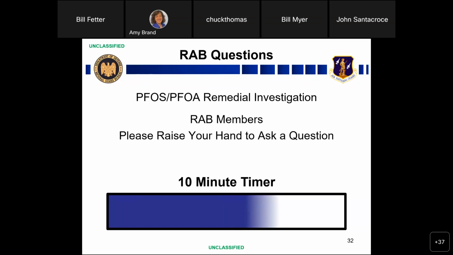Rick Scheuer asked whether interim reports will be provided to the public between the phases of the RI, and if so, how would that be distributed?